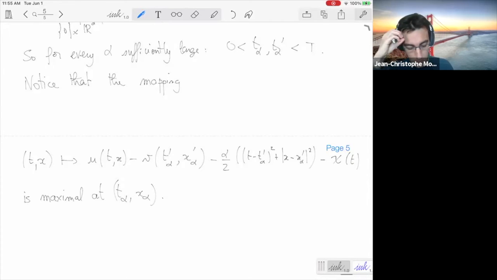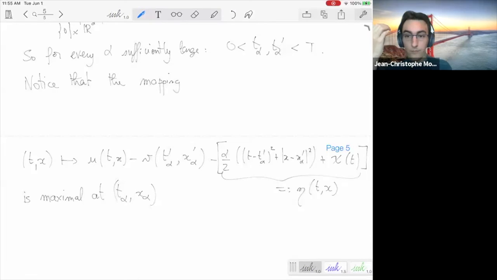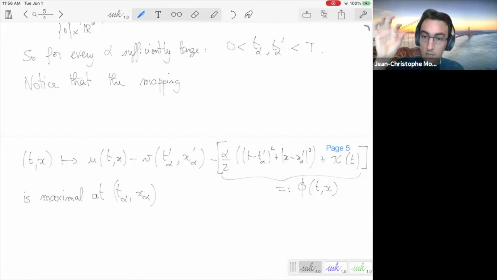Okay, so we have found a smooth function. That was the point of the doubling of the variables. Let me give it a name. Let me organize the parentheses a bit differently. I'm going to bracket it like this, and this I'm going to call eta of tx. Maybe phi would also be a good notation. And this thing is a constant, so I can put it in the definition of phi, or we can just ignore it. If I was not writing it, it would still be true that the mapping I write is maximal at t alpha x alpha. So let's just ignore this term in the middle.